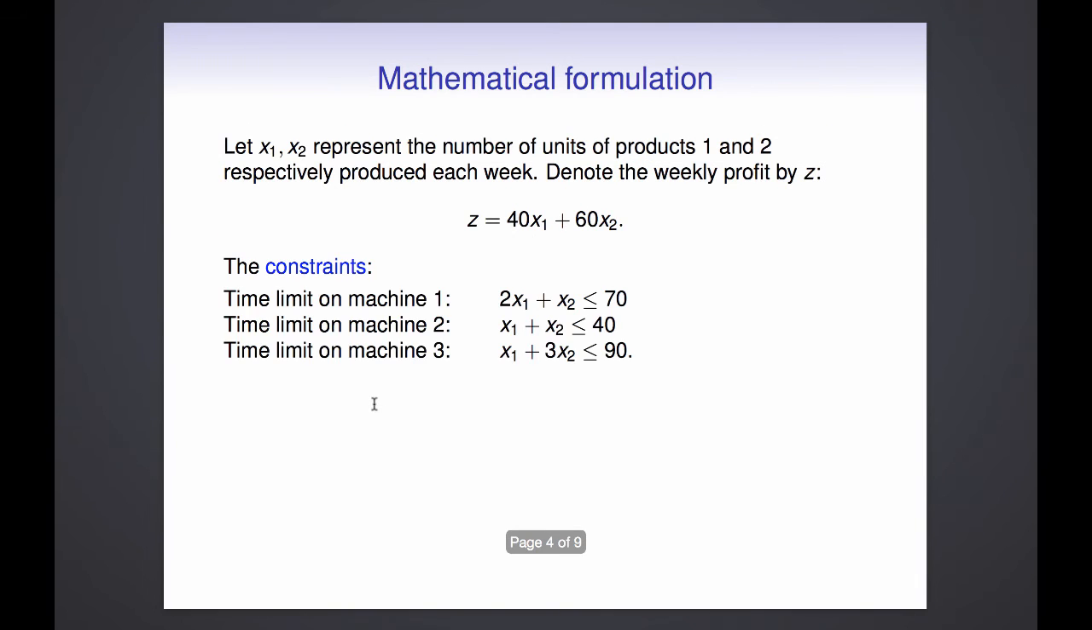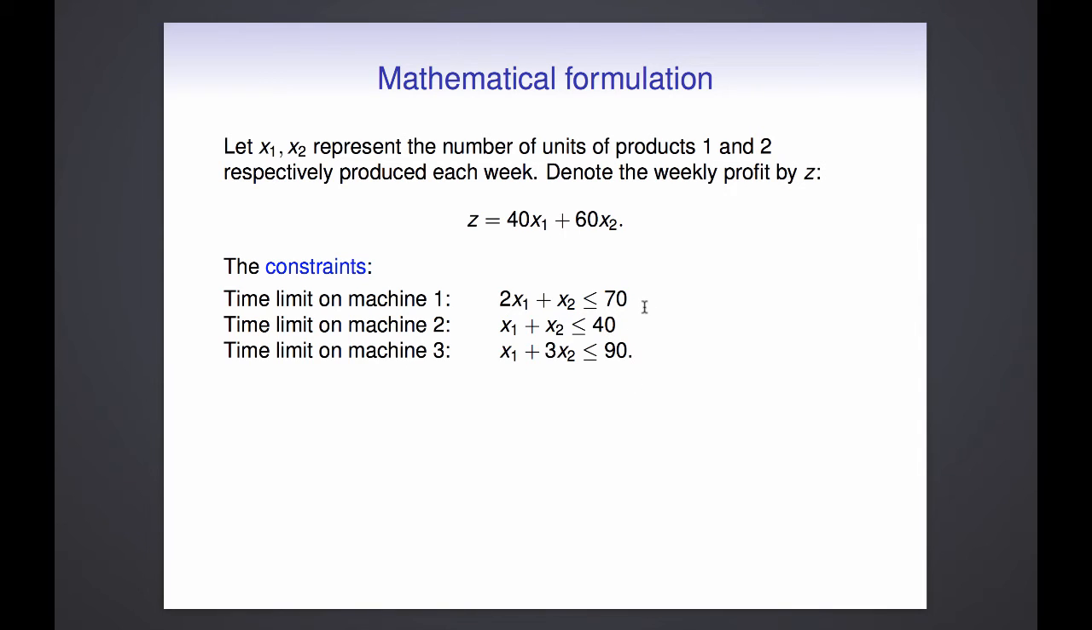So if we have x1 units of product 1 being produced per week and x2 units of product 2 being produced each week, then the total amount of time this will require on machine 1 is 2x1 plus x2. So this number here cannot exceed 70. It must be less than or equal to 70. And if you look at the constraints on machines 2 and 3, you get similar inequalities.